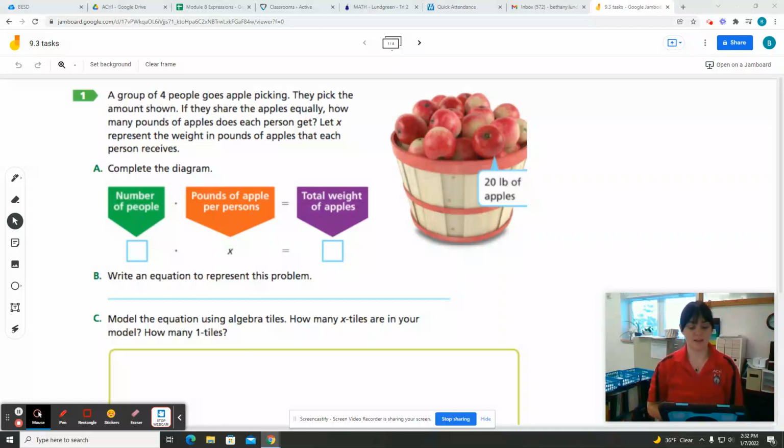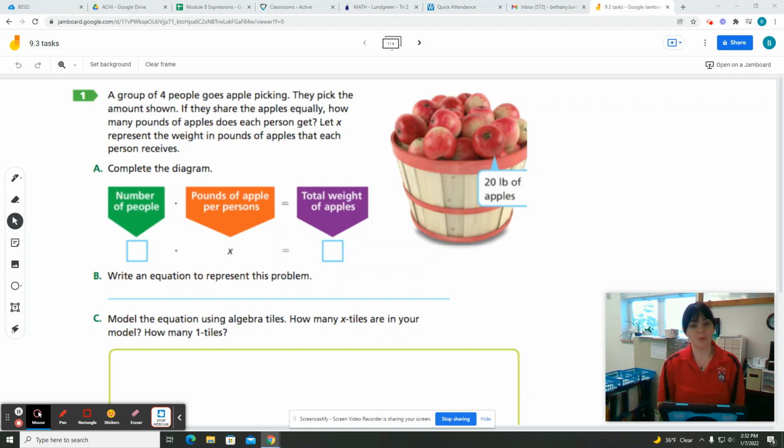This is task 1 in 9.3. A group of 4 people goes apple picking. They pick the amount shown. If they share the apples equally, how many pounds of apples does each person get? Let X represent the weight in pounds of apples that each person receives.